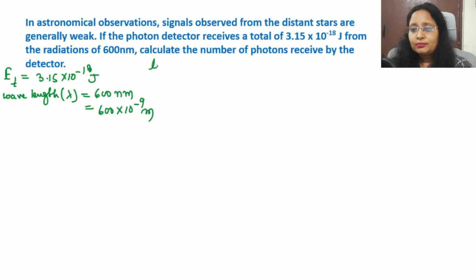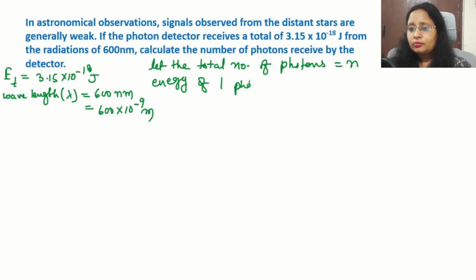So, let the total number of photons be equal to n. Now, one more thing that we know is that the energy of one photon is E, which is hc by lambda. We know it like this, hc by lambda. Now using these two points we will proceed.